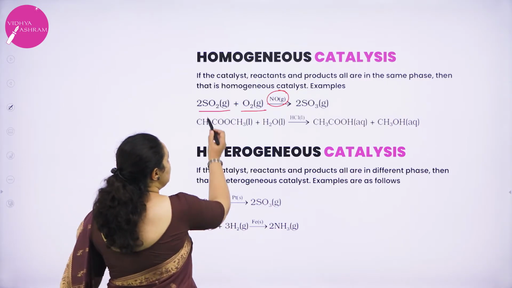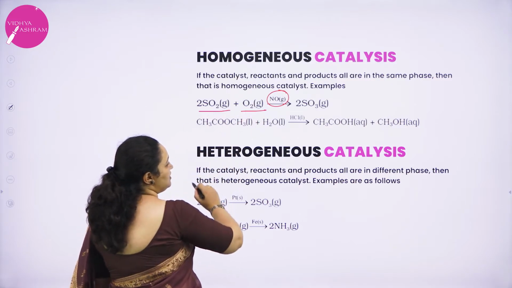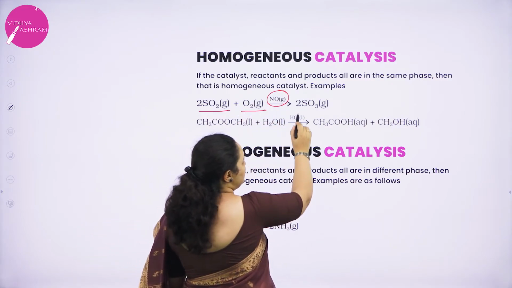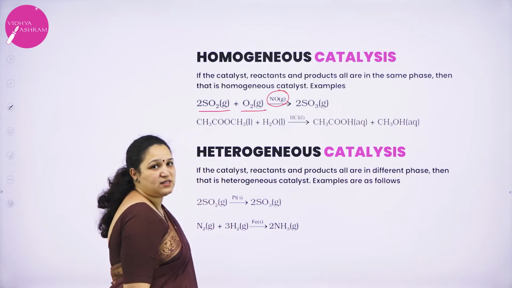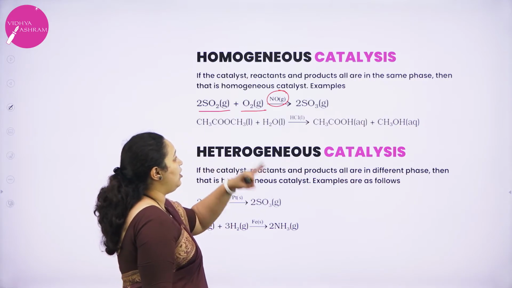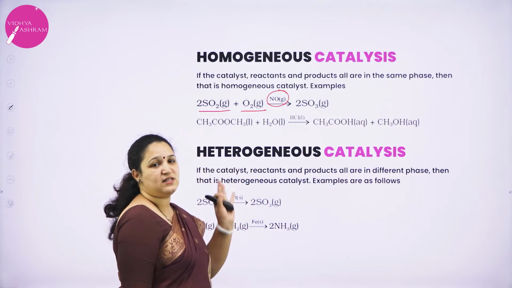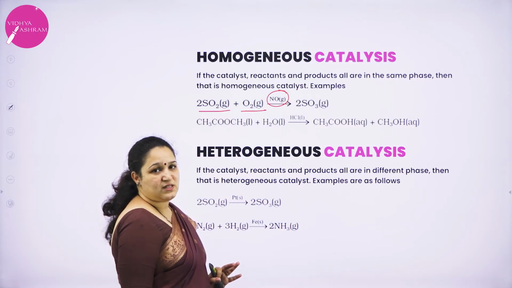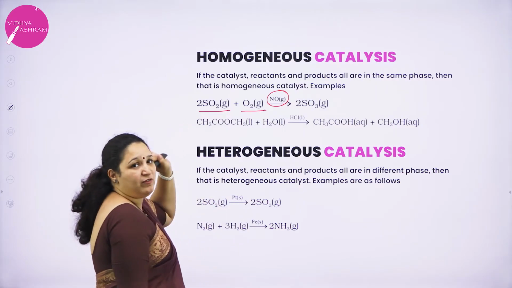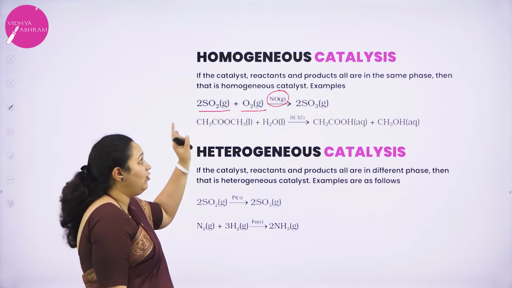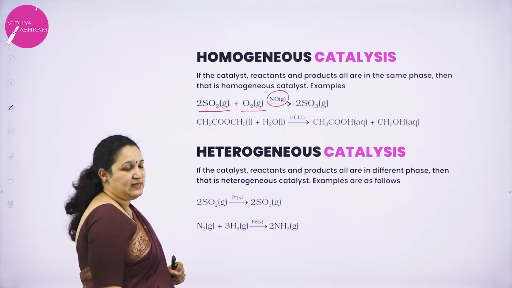You can see here sulfur dioxide is a gas, oxygen is a gas, nitric oxide is a gas, sulfur trioxide is also a gas. So you can see the reactant, product as well as the catalyst, it is in the gaseous phase. So such a reaction is an example of homogeneous catalysis.